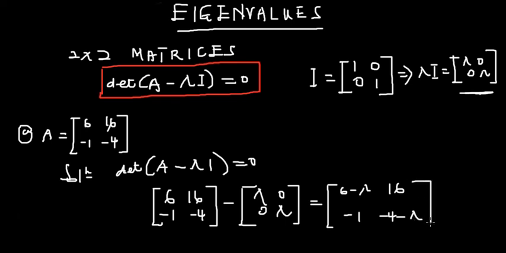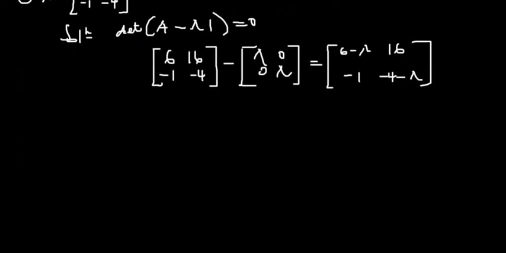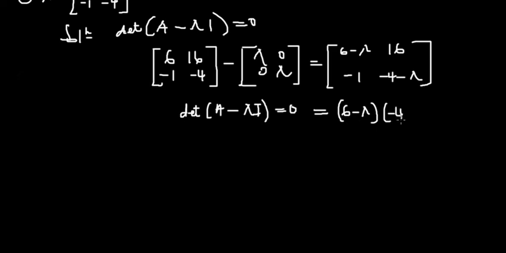Right, let's proceed. From here you could notice that this is quite simple. We are finding the determinant of what we've been able to prove, and then we equate that to 0. So let's find the determinant of this 2x2 matrix. It's quite simple. We have 6 minus the eigenvalue, multiplied by minus 4 minus the eigenvalue, and then you subtract that from 16 multiplying minus 1, so that's positive 16.